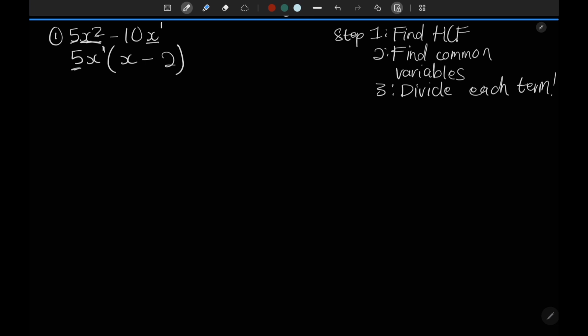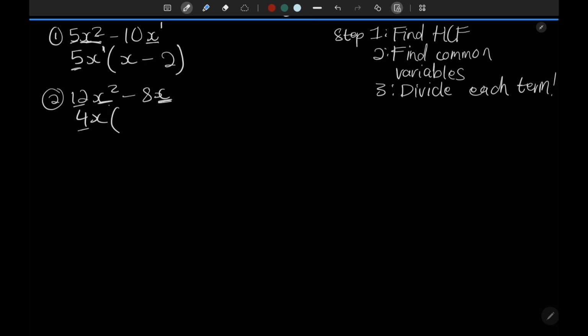Now let's do a few more examples until you guys get the hang of this. Number 2, 12x squared minus 8x. What's the first step? You find the HCF. 12 and 8. Which number can go into 12 and 8 without leaving a remainder? Meaning the HCF. It's 4. Then let's move to the variable. Step 2 says find common variables. X squared and x. X is common as this x here and x there. So what's the variable that has the smallest power? It's x. So 4x, open a bracket.